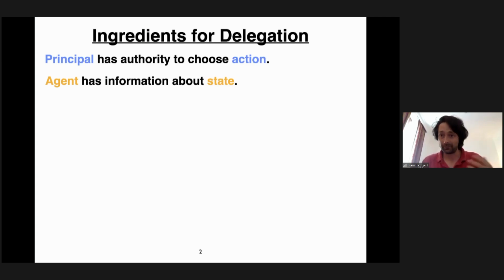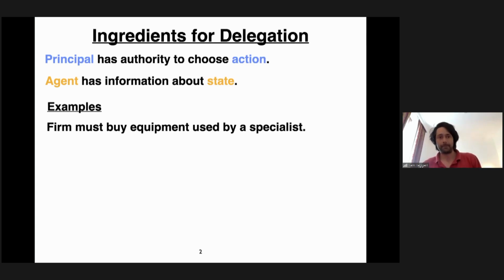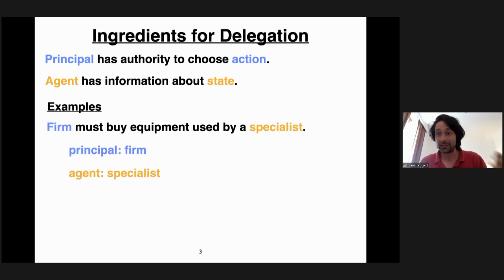Let me give you a couple of touchstone examples. You could think about a firm that needs to replace some new fancy piece of equipment. This piece of equipment maybe is going to be used by some specialist. So the firm doesn't really know which of these brands of this equipment is good, but the specialist does. The firm has the authority to pick what gets bought, but it's really the specialist who has all of the knowledge of what's good and what's not.